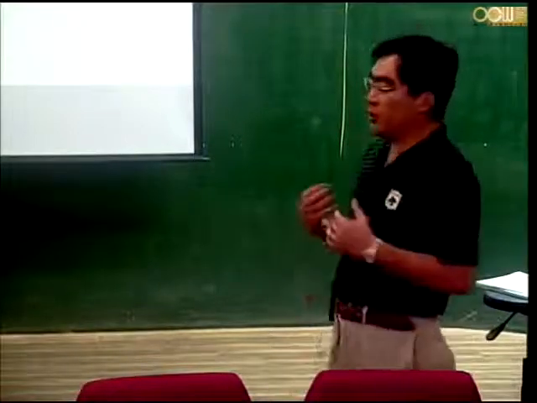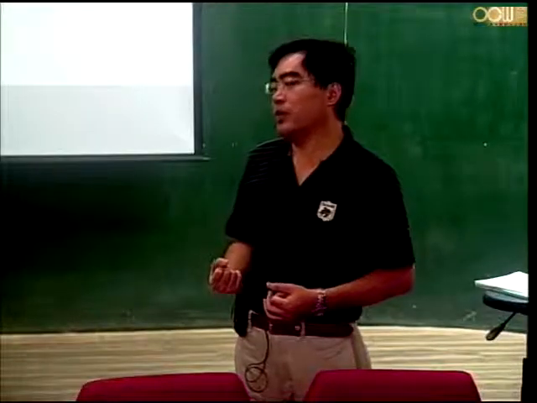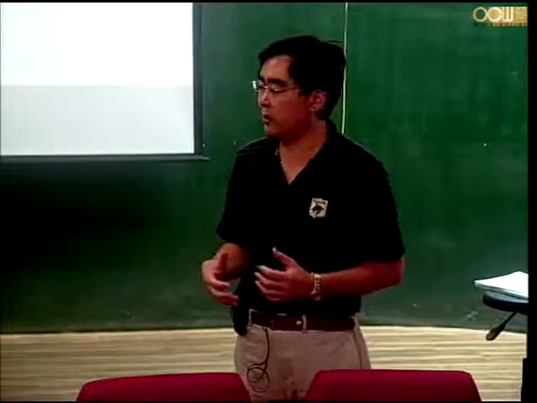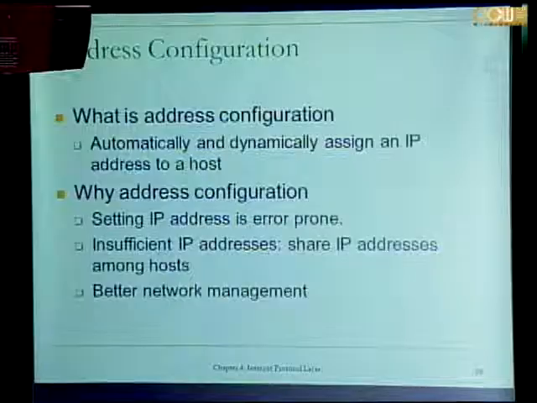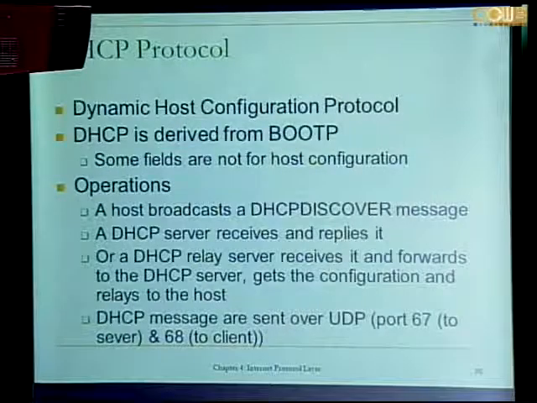If we do dynamic configuration, then you get the IP address when you need it. But when you don't need it, you release the IP address. Then the IP address can be used by someone else. So that's the purpose of having the IP address configured dynamically and automatically. But how do we do that? How does DHCP work? The DHCP server.